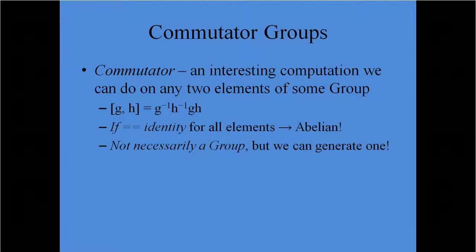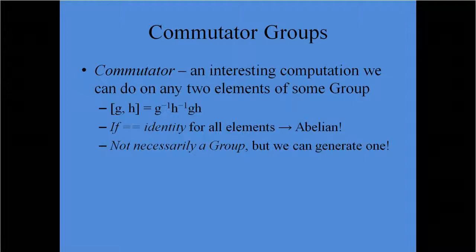Now, furthermore, we have something called a commutator element, or commutator value. It's a very interesting computation, actually, that we can do on any two elements of the same group. So basically, it's denoted, this is from Wikipedia, with a bracket g comma h. And we have this value, it's g inverse times h inverse times g times h, basically. And it's usually defined in this way. We get a value, and if this value is equal to the identity element for all elements, then we know that it must be abelian.